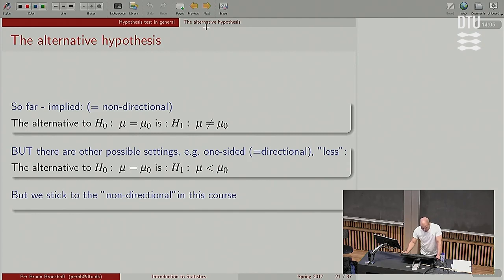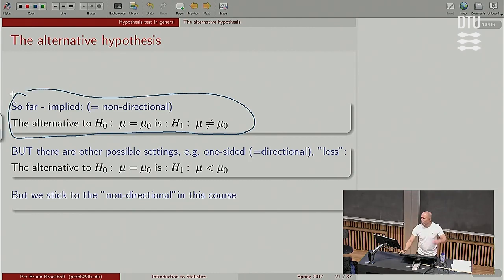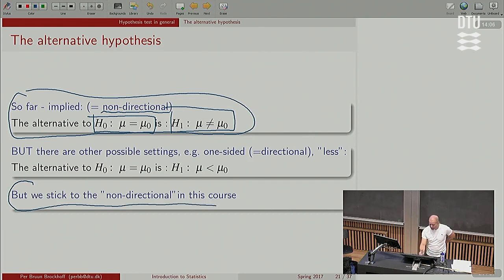And so in a way, what we implied in our line of thinking, in what we did before the break, was that the alternative to the null was that the mean was different from the hypothesized value. Now I'm just making it explicit here by naming the alternative hypothesis. And this kind of non-directional alternative hypothesis is basically what we will work with in our course.